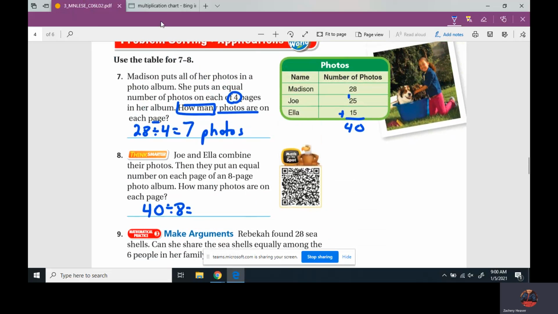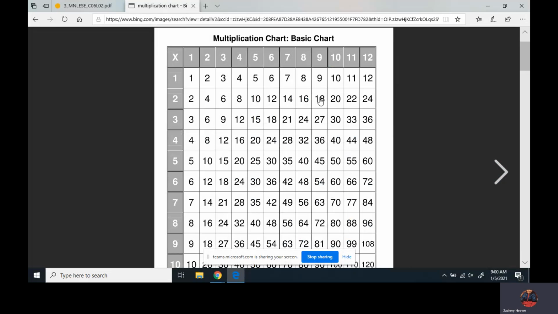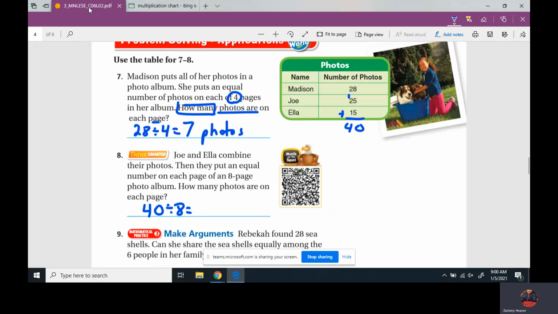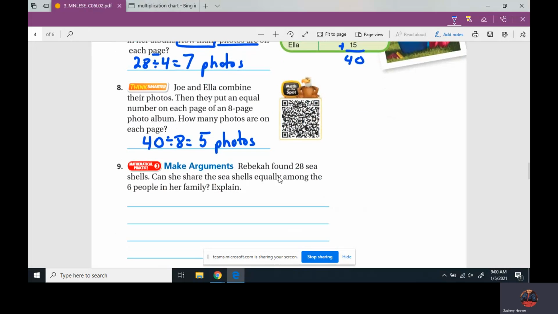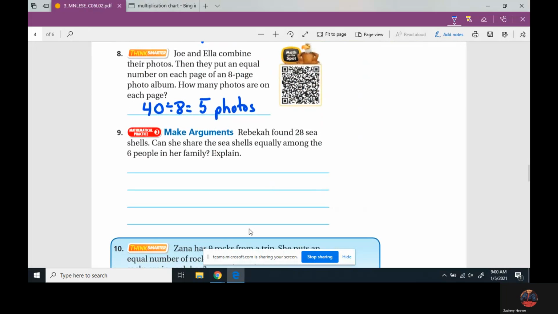So what I'm going to do is pull up my multiplication chart. I'm going to find 8, and I'm going to see how many times I have to count to get to 40. 1, 2, 3, 4, 5. And look, 5 is the magic number. 5 photos. And if you had an extra sheet of paper laying around and drew your 8 counters and put 40 in each, you would have 5. If you didn't have 5, you did something wrong.